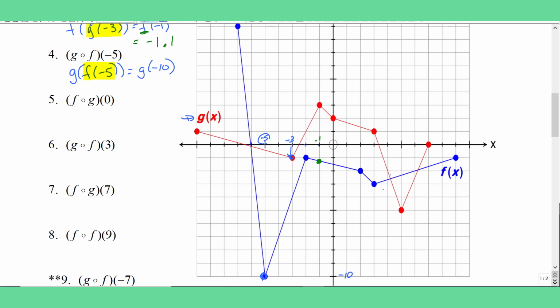So what's my road map now? I go to x is -10, and what is my y value on my g function? And it is +1. Why don't you try the next one, pause the video, and see if you can get the right answer.